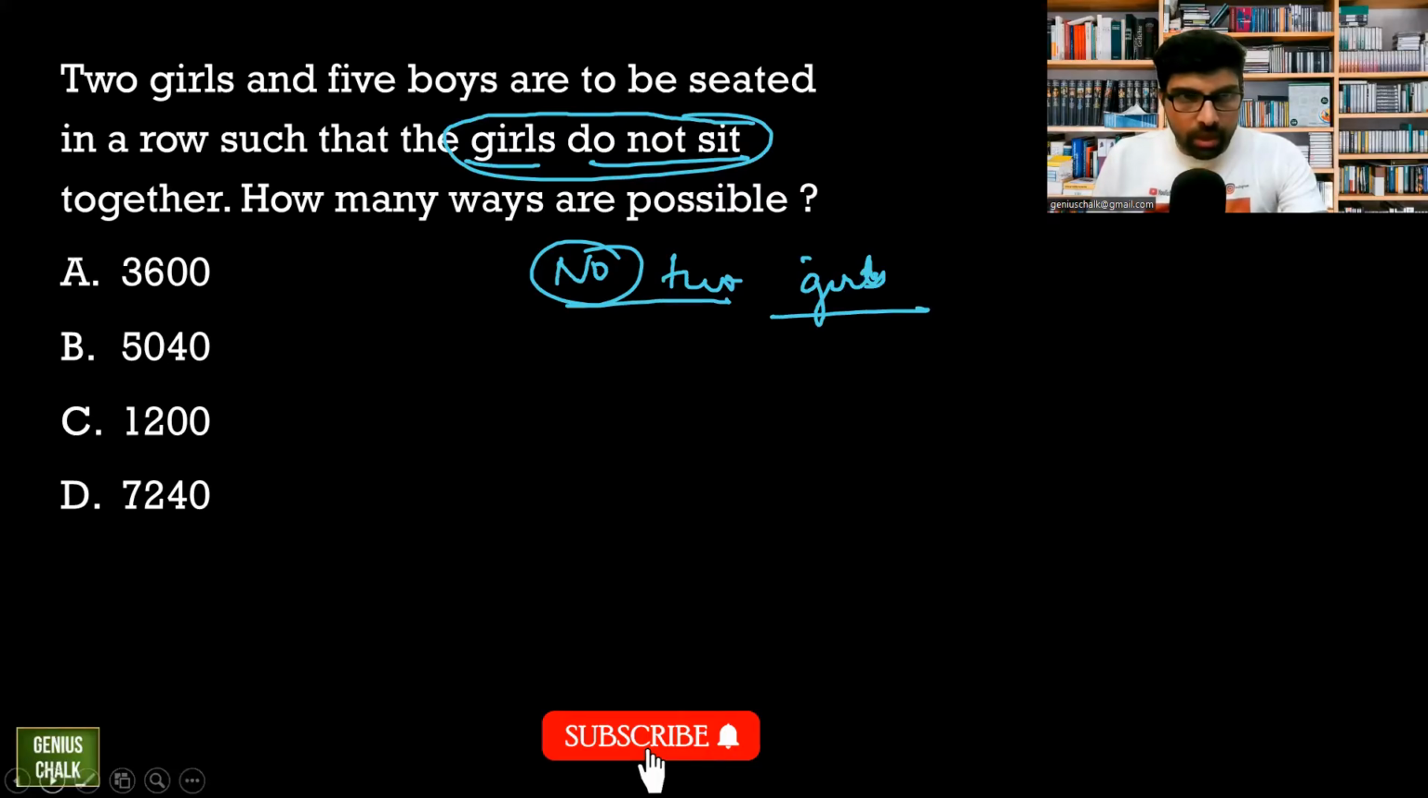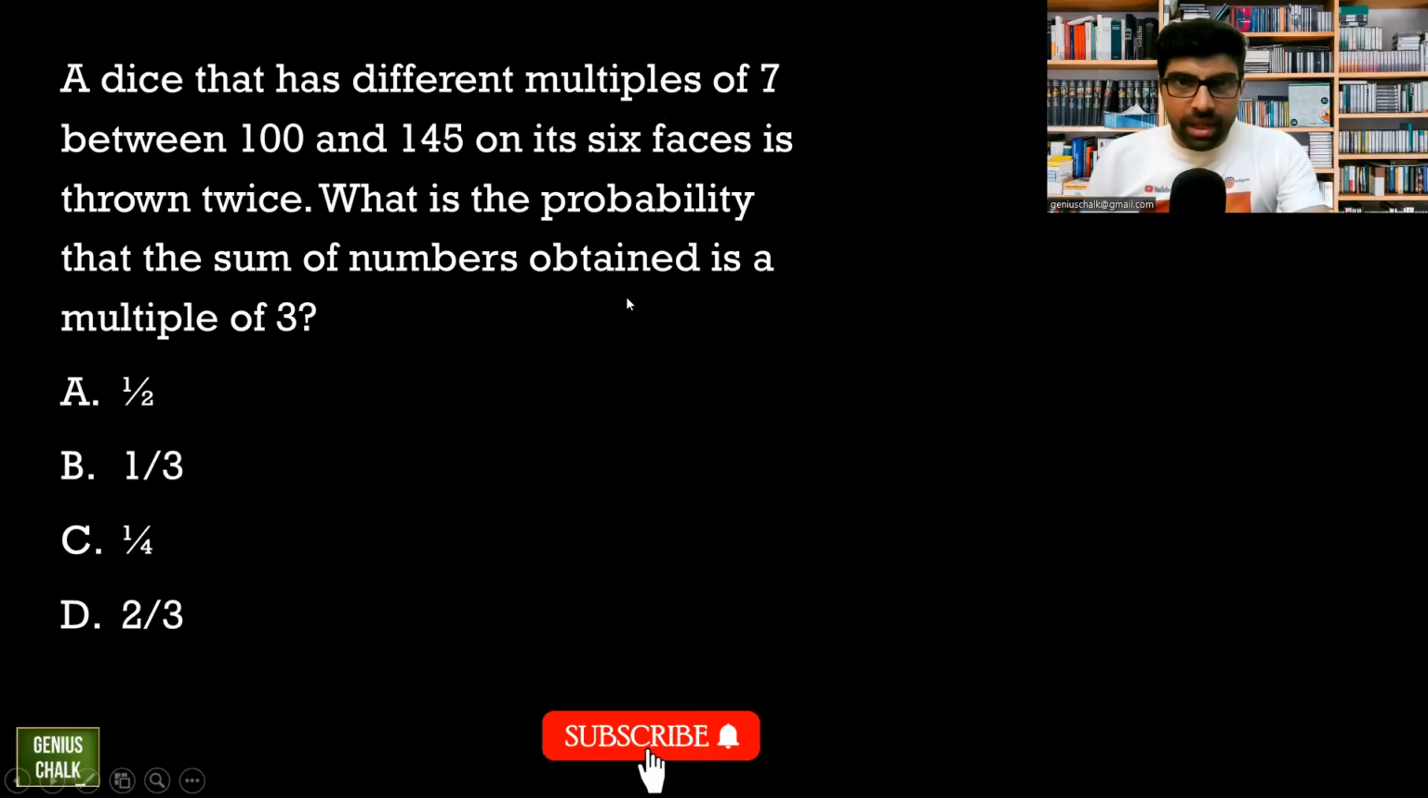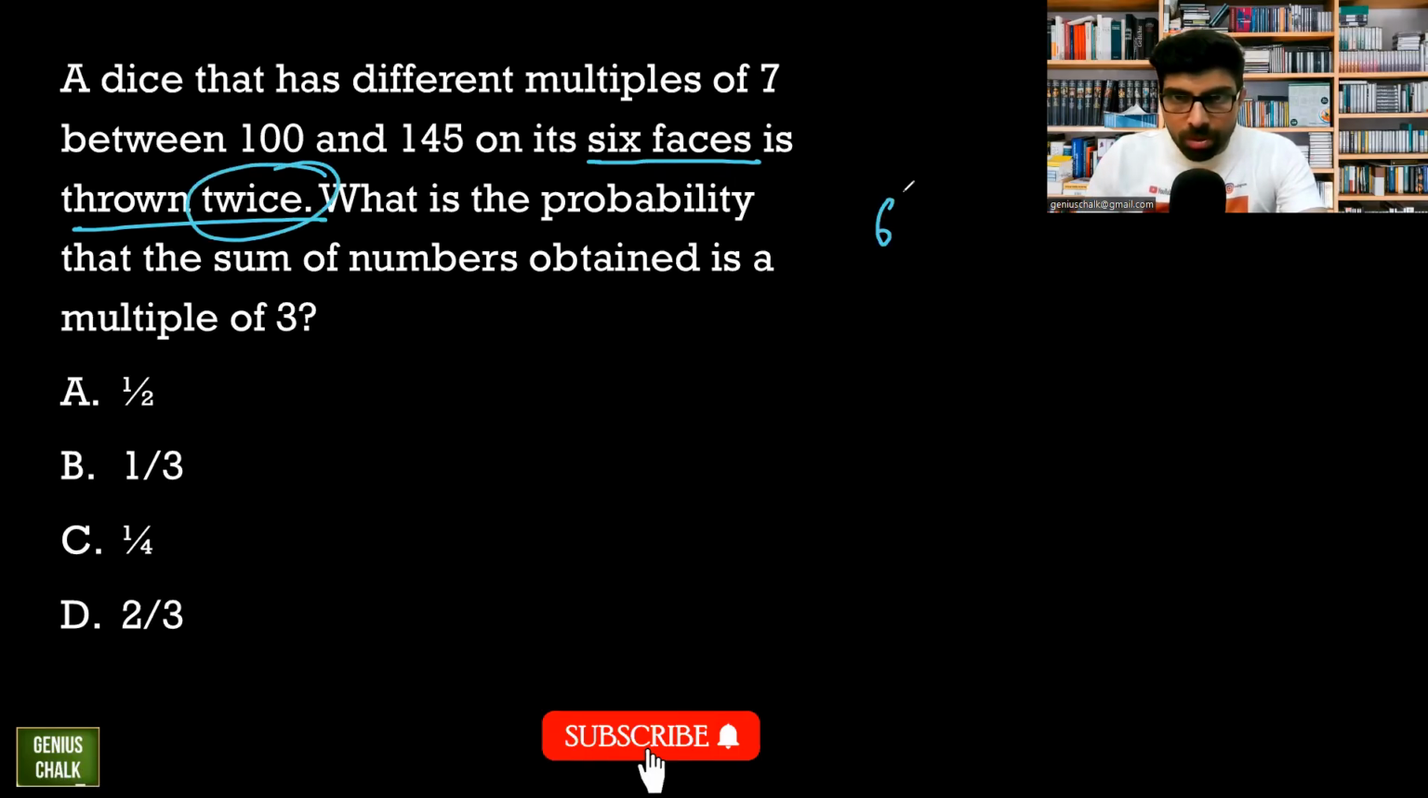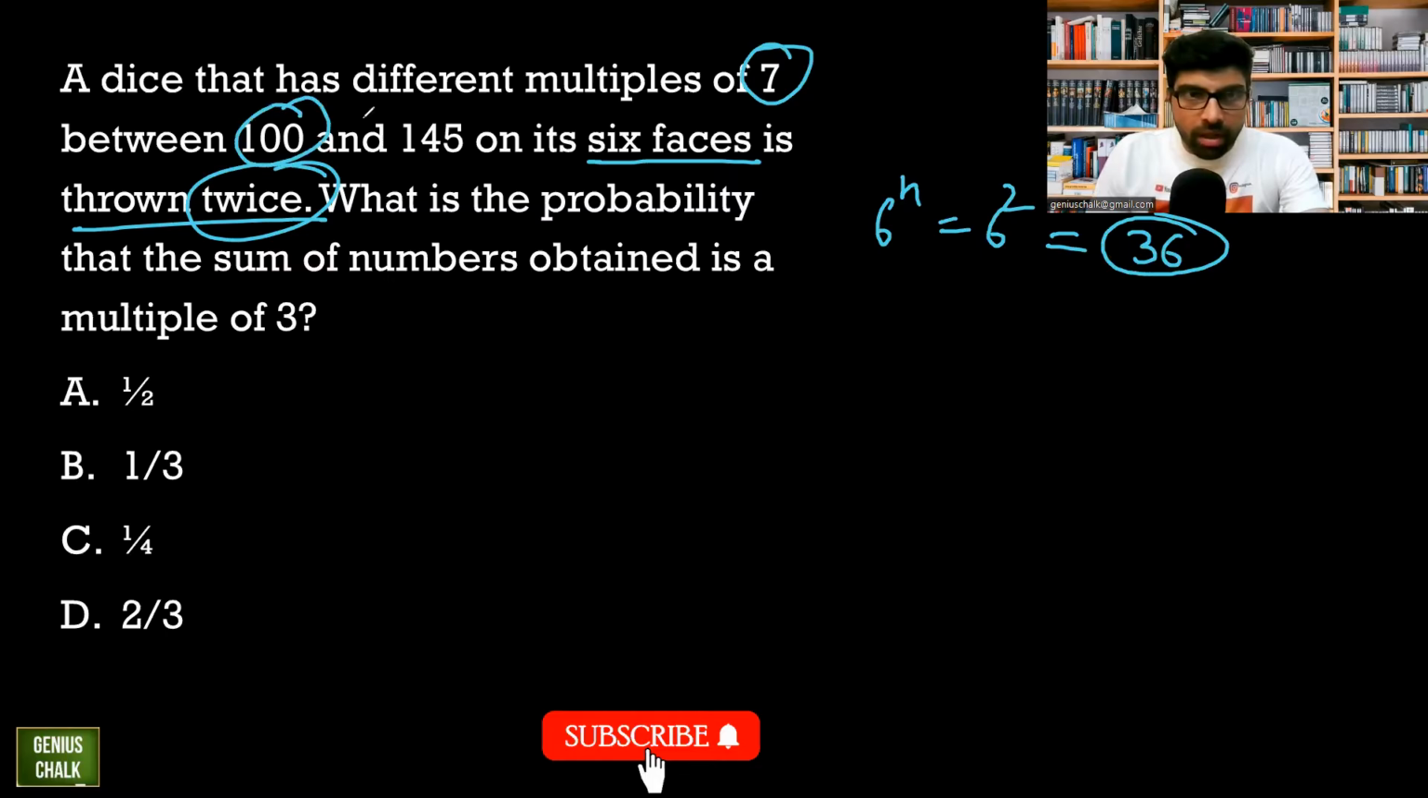Okay, next one. A dice that has different multiples of 7 between 100 and 145 on its 6 faces is thrown twice. So the dice is thrown twice. This is the first thing. If a dice is thrown twice, the total cases will be 6 to the power n, that is 6 squared, that is 36. Fine. The dice has different multiples of 7 between 100 and 145. So let's start writing the multiples of 7 from 100 to 145. Then we will come to the condition that the sum of numbers should be a multiple of 3.